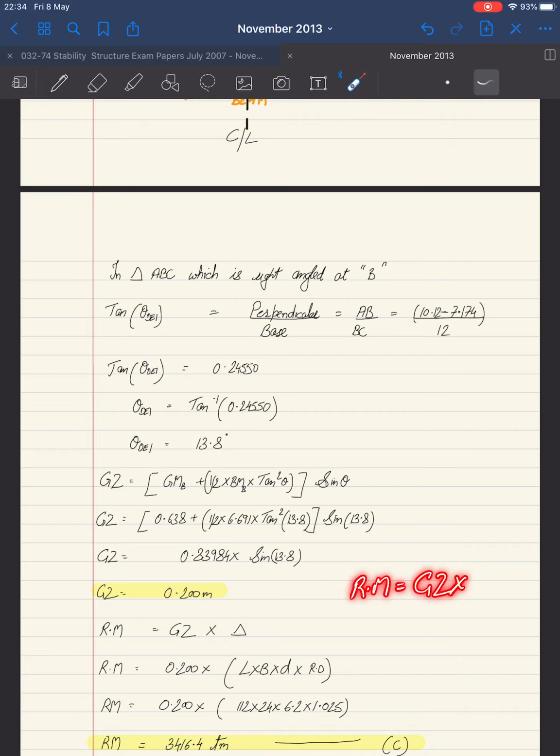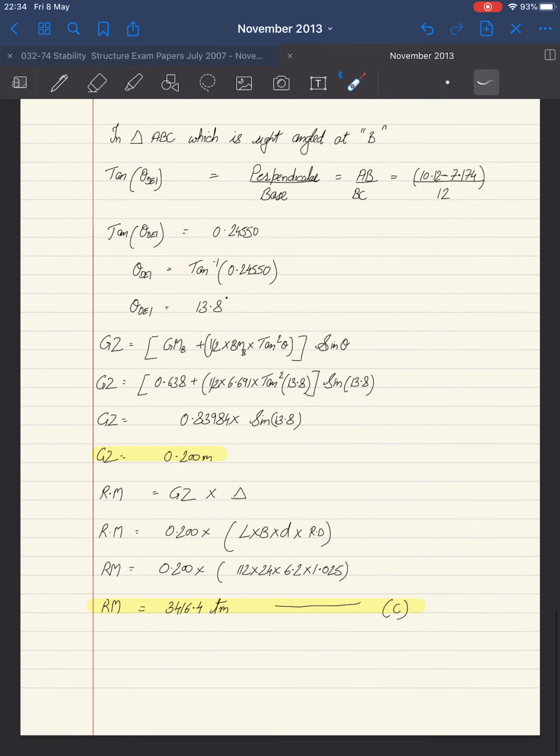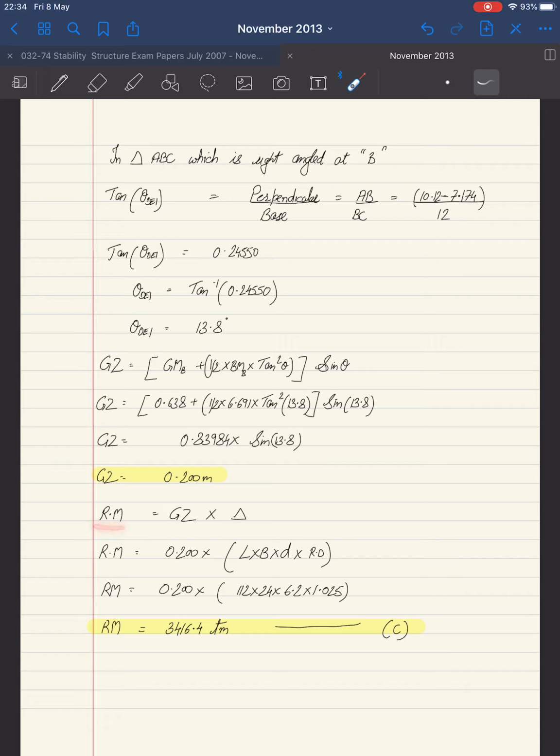Now we had been asked to calculate the righting moment, and we know that righting moment is equal to GZ times the displacement. Now we know GZ, all we need to do is multiply it with the displacement and we'll get the righting moment. So righting moment is equal to GZ, which is 0.200 meters, obtained from this place, times the displacement of the vessel. The displacement can be written as the length of the vessel times the breadth times the draft times the density in which it is floating.